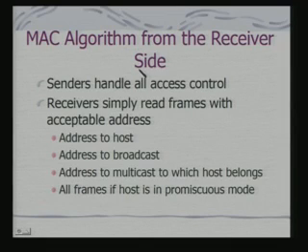The MAC algorithm from the side of the receiver is very straightforward, because the sender handles all access control. The receiver's job is simply to read frames with an acceptable address. If it is addressed to a particular host, or addressed to broadcast, or multicast to which the host belongs, then it will read that frame. Or, if it is in promiscuous mode, for some reason or other, it will read all the frames. So, this is a very straightforward MAC algorithm for the receiver.